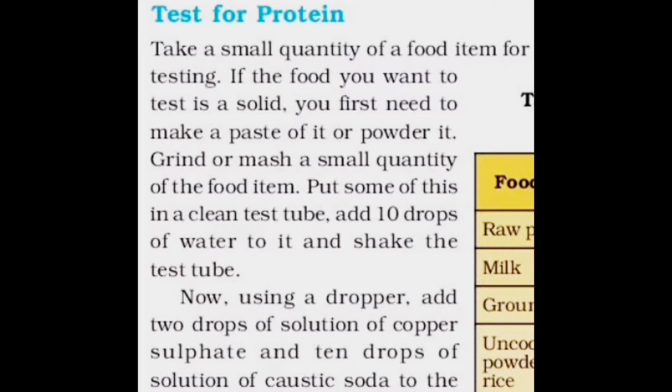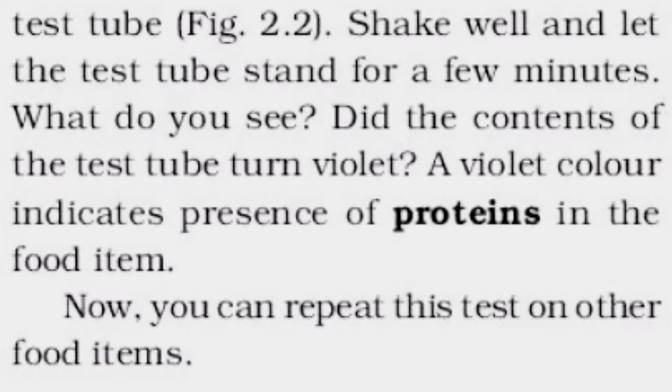Now, using a dropper, add 2 drops of solution of copper sulfate and 10 drops of solution of caustic soda to the test tube. Shake well and let the test tube stand for a few minutes. What do you see? Did the content of the test tube turn violet? A violet color indicates presence of proteins in the food item. Now, you can repeat this test on other food items.